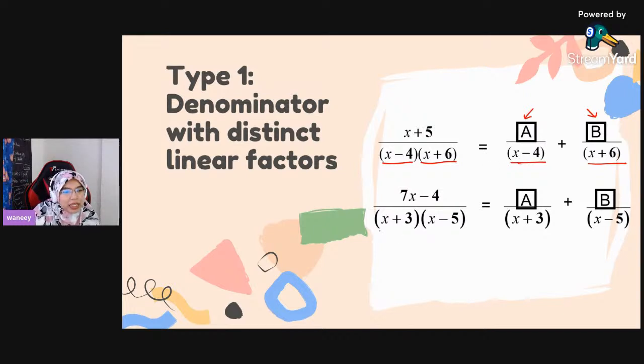Okay, the second one, again, we have x plus 3, x minus 5. Both of them are linear and they are different from each other. Therefore, when we separate them, this is x plus 3, this is x minus 5. And then, of course, we simply use a constant on top of them. So A over x plus 3, B over x minus 5. And then you just need to find out the values of A and B.